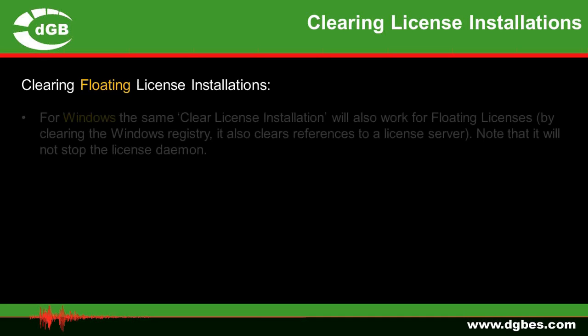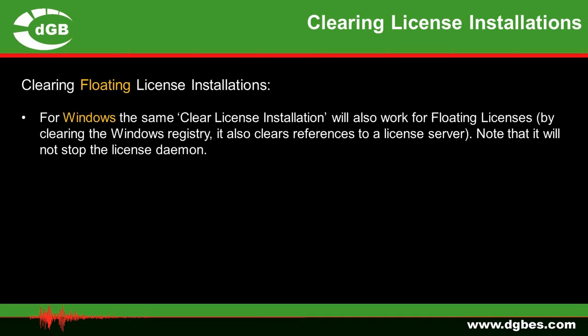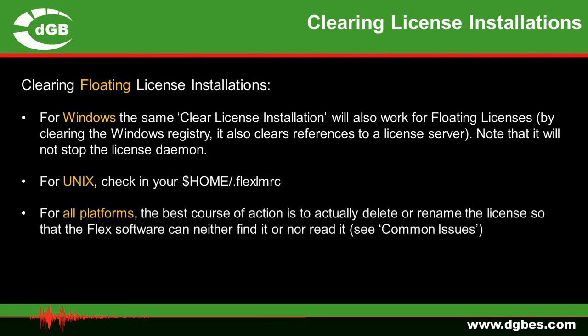And also for clearing floating license installations, for Windows, the same clear license installation will work for floating licenses because it clears the registry, but it will not stop the license daemon. Please note that. And for Unix, once again, you can check in your .flexlm.rc file. And for all platforms, the best course of action is to actually delete or rename the license so that the FlexNet software can neither find it nor read it. This is one of our common issues.